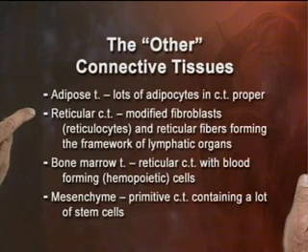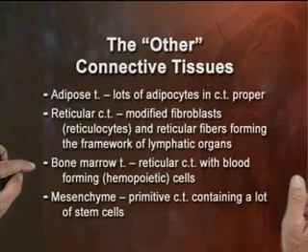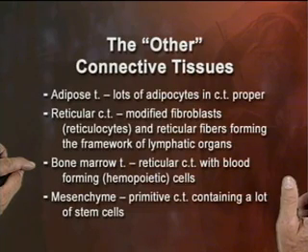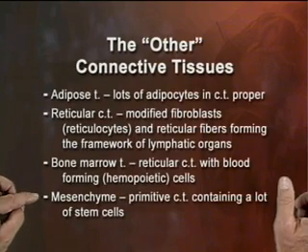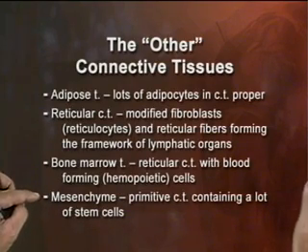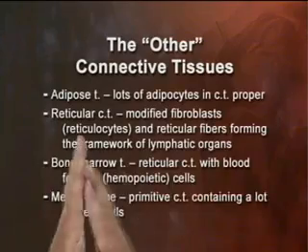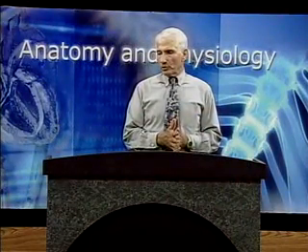Reticular connective tissue, we have some modified fibroblast-type cells that are called reticulocytes. They form reticular fibers, which in turn form the structural framework within many of the lymphatic organs. Bone marrow tissue, we've mentioned, is found in medullary cavities of bones and is hemopoietic, or has the precursors of various blood cells within it. And finally, mesenchyme is primitive connective tissue containing a lot of, quote, stem cells. So those are the other kinds of connective tissues, and I just wanted to briefly mention them. I don't want to spend a great deal of time talking about them because we need to move on to nervous tissue.